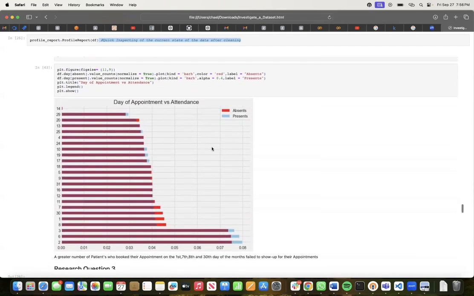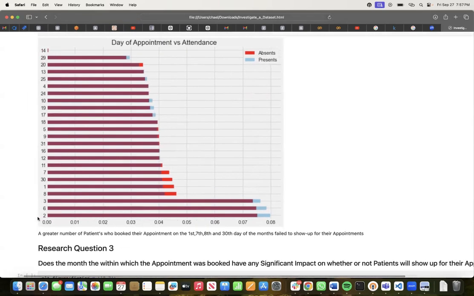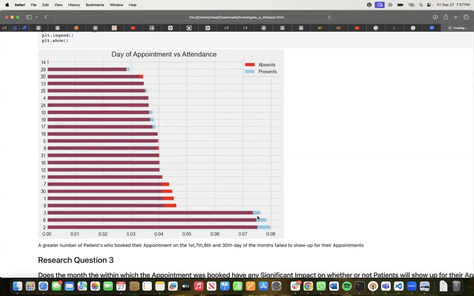You get it? Then day of appointment versus attendance. So here you can tell the story that on the 2nd of every month, we do have lots of appointments, but then the absenteeism and then the presence. What you see in red, what you see in blue is being present. Okay, so most people are present on the 2nd, and most people too are absent. Well, it tallies because we have lots of people having appointments on these days.